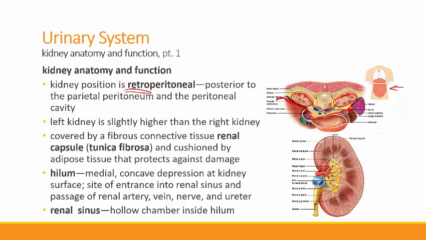The left kidney is found slightly higher than the right kidney, so left kidney high, right kidney ever so little bit lower, and both the kidneys are covered by a dense, irregular connective tissue capsule termed the renal capsule, also called the tunica fibrosa. So that name points out the construction of it with all of the protein fibers that we associate with dense, irregular connective tissue.